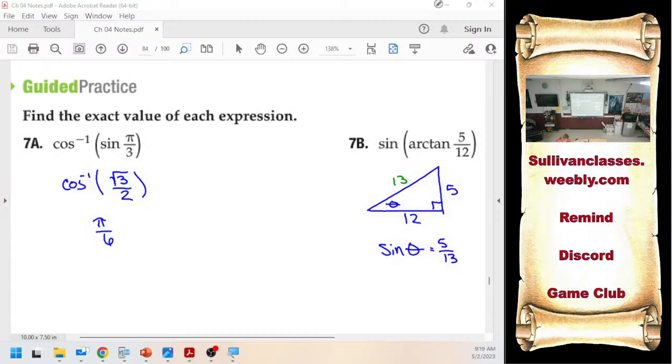Because where is tangent positive? Where is arctangent restricted? You combine those two facts. Arctangent is only quadrants 1 and 4. Tangent is only positive in one of those. So I have to draw my triangle in quadrant 1.